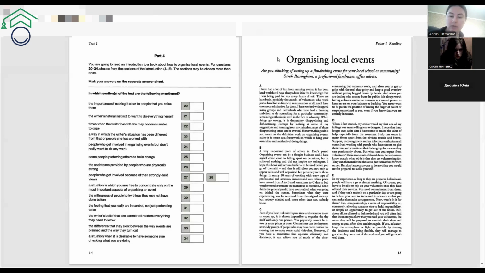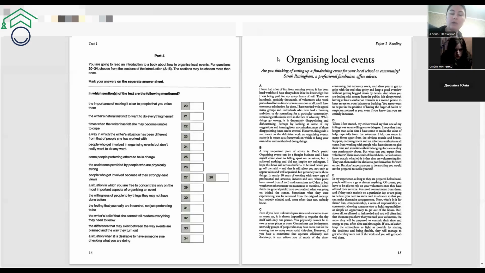Okay, thank you very much. I will ask you to look at number 22 now. So, times when the writer has felt she may become unable to cope. We are in paragraph B. Do we have information about times when the writer has felt she may become unable to cope? Maybe in nearly 10 years of working with every type of professional and amateur, when plans moved from A to B and sometimes to C. Okay, this can be relevant to this, right?